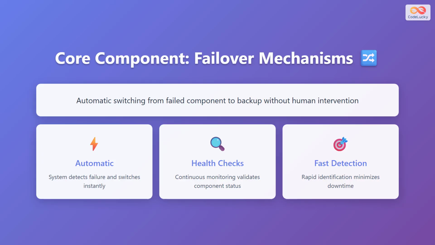Health checks are continuous monitoring processes that validate whether each component is functioning properly. These checks run at regular intervals to detect problems before they impact users. Fast detection is essential because the quicker you identify a failure, the less downtime users experience. Modern systems use sophisticated health checks that monitor not just whether a component is running, but whether it's responding correctly and performing within acceptable parameters.